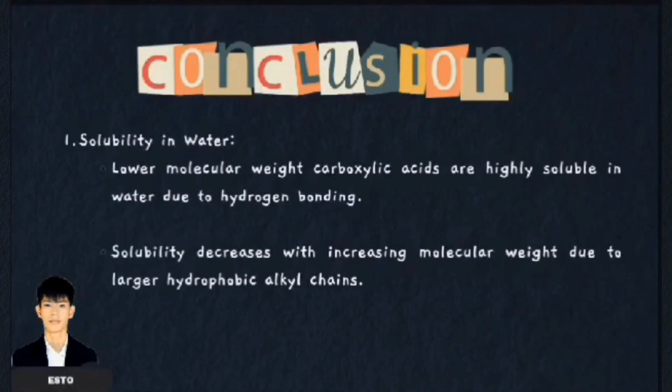In conclusion, the series of experiments conducted on carboxylic acids have provided a comprehensive understanding of their chemical properties and reactivity, underscoring their significance in organic chemistry. Here are the following experiments conducted in regards to carboxylic acids. Number 1. Solubility of carboxylic acids in water. The solubility tests reveal that lower molecular weight carboxylic acids are highly soluble in water due to their ability to form hydrogen bonds with water molecules.